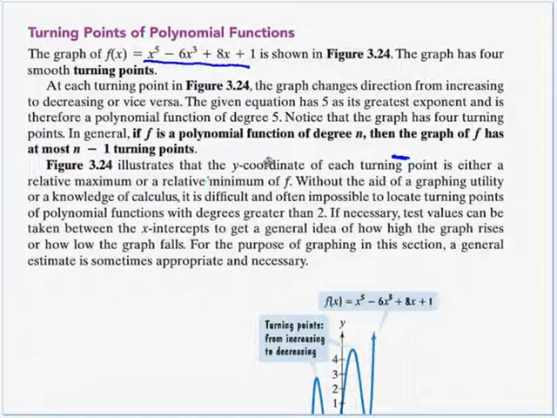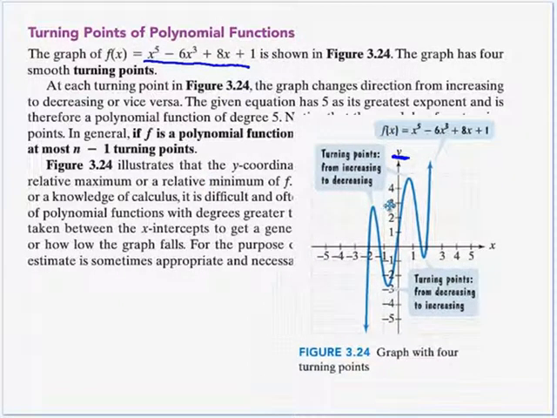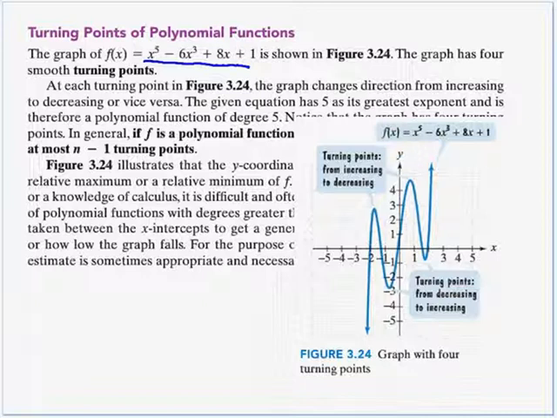The figure again illustrates that the y-coordinate of each turning point is either a relative min or a relative max. Remember when we were doing parabolas and talking about mins and maxes. So this wouldn't be an overall max, but it's a relative max. It's a maximum compared to the points right around it. Here's another max. It's a local max because the points right around it are all lower. And then we've got a couple of local mins. Here's a min. It's at the bottom of a valley. And here's another one.